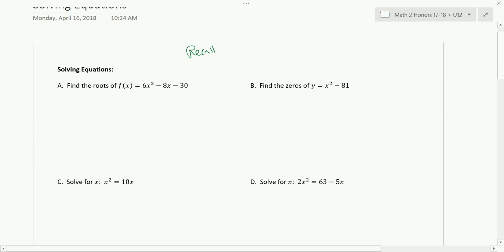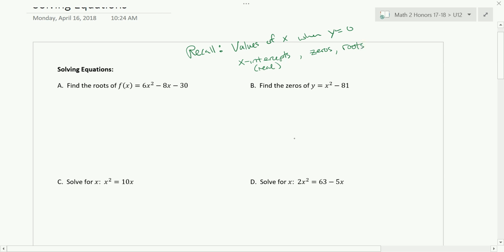Okay, so recall that values of x when y equals 0 can be referred to as x-intercepts if they're real. Okay, x-intercepts have to be real numbers, but they can also be referred to as zeros, and zeros don't have to be real. They could be imaginary as well, and they could be referred to as roots.